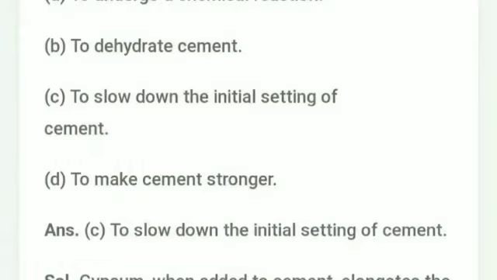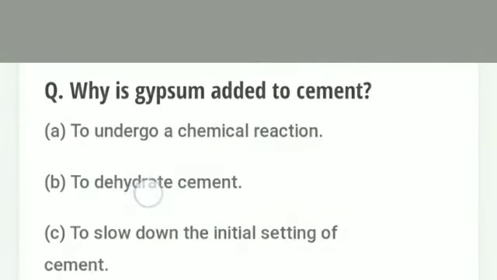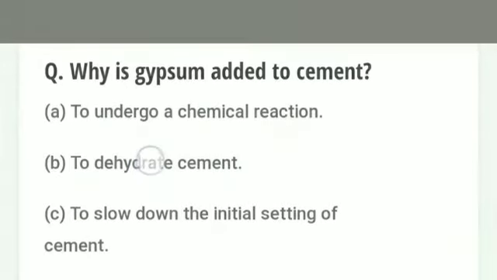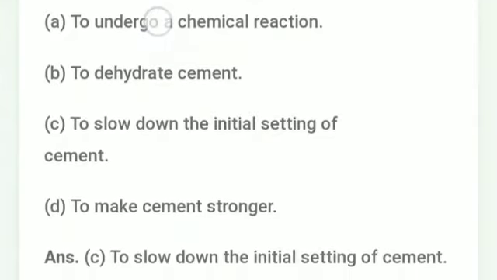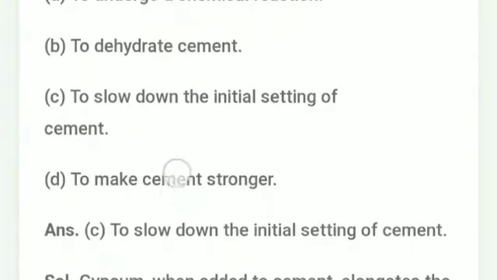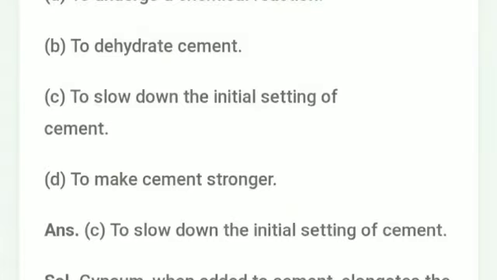Next is, why is gypsum added to cement? To undergo a chemical reaction, to dehydrate cement, to slow down the initial setting of cement, to make cement stronger. The correct option is that gypsum is added to cement to slow down the initial setting of cement.